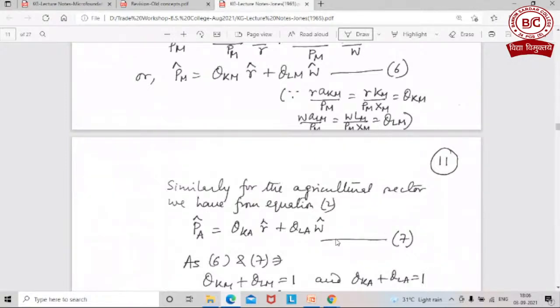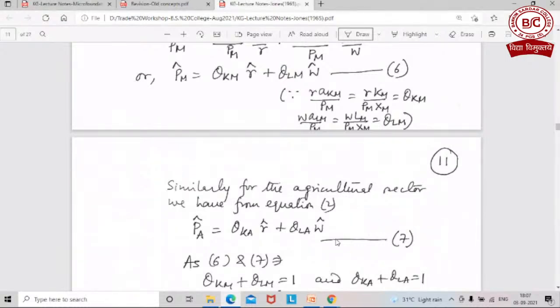If the increase in PM is more than the increase in PA, then because sector M is capital intensive, the increase in R will be more than the increase in W. Let me repeat. If there is an increase in PA, agricultural price, agricultural sector being the labor intensive sector, the value of marginal productivity of labor will shift to the right. So the wage rate will increase. Again, if PM increases, the value of marginal productivity of capital will shift to the right. So the rate of return on capital will increase, being the capital intensive sector. So both R increases and W increases.